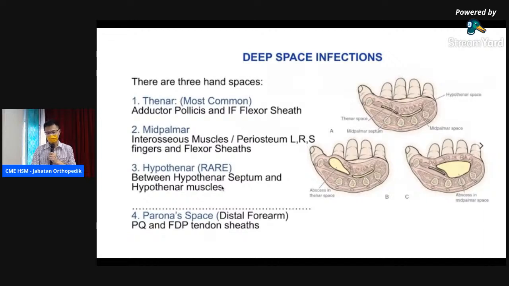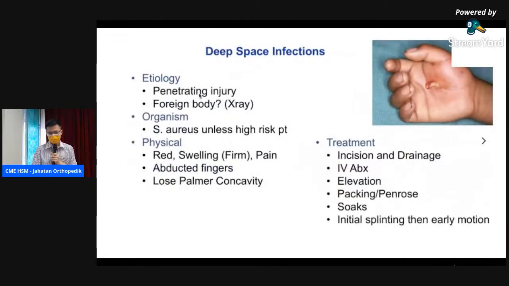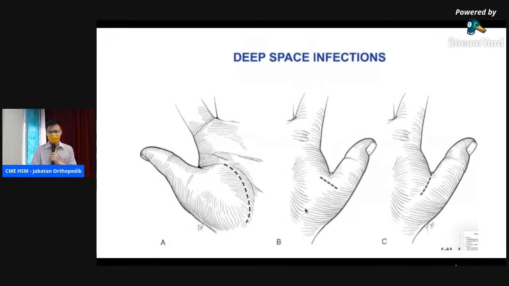They're all behind the flexor tendons. That's why they are very deep, and they don't manifest in the hand. Sometimes, not always, they have a posterior and discharging pus immediately. Sometimes it's just swollen and loss of concavity. So be aware of that. Not always will you see some pus discharging from the area.